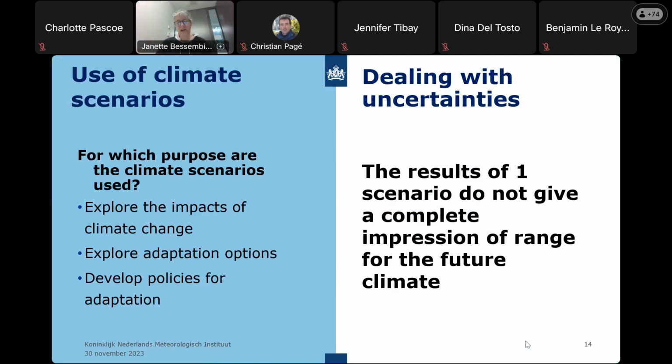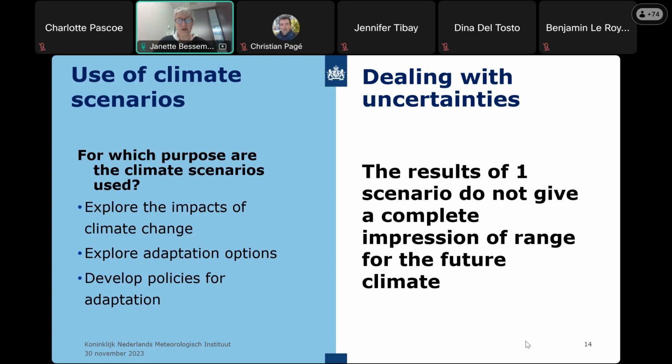Well, we developed several scenarios, in this case 6 scenarios, and people often think that 6 scenarios is a lot to use. So people often want to make a selection. What I often advise is that if you want to explore the impacts of climate change, then use at least 2 scenarios. Use the scenario with the lowest increase in the variable that is most relevant for you, and the scenario which has the highest increase in that variable.